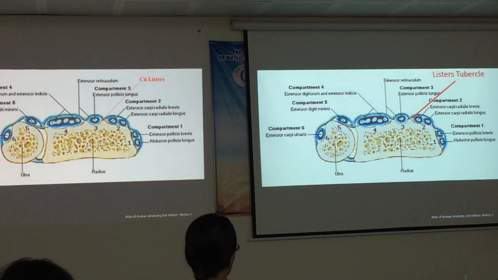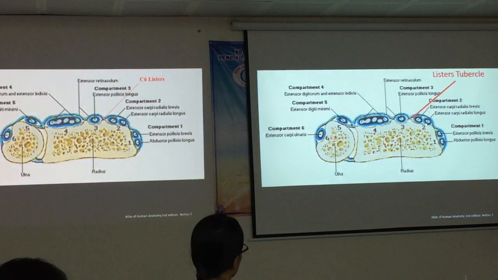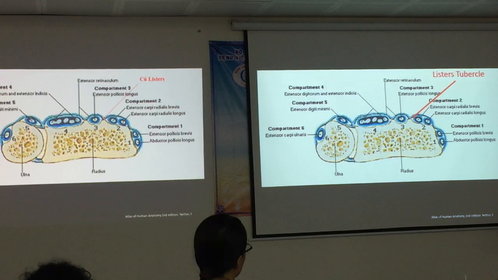So the extensor tendons course over the dorsal aspect of the wrist, and they're separated into these little cortical depressions and held in place by the extensor retinaculum that goes over the top.